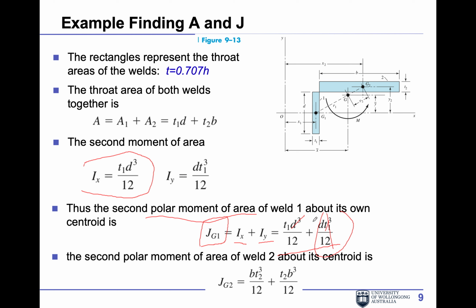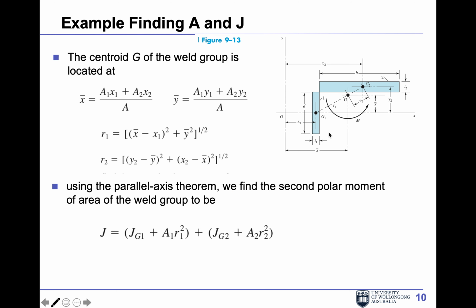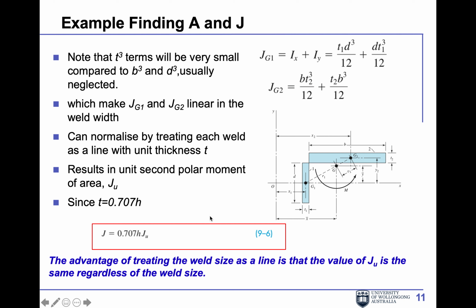Then you look at this, JG1 is actually proportional to the size of the weld. It's a linear proportion to that. So we come up with a better solution over here. Instead of manually calculating each one of these J, we have a table with all this J in the table.